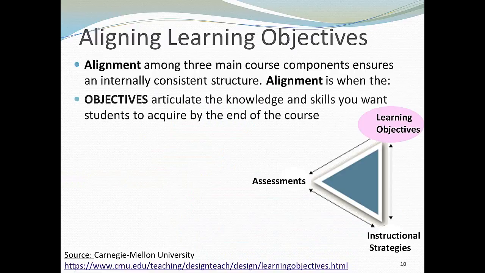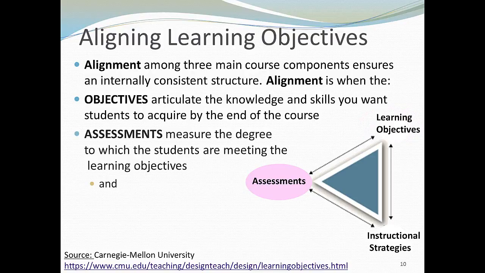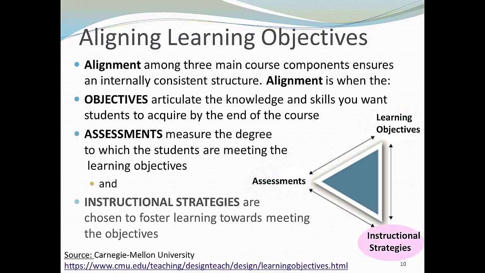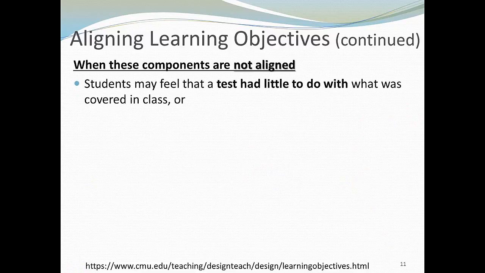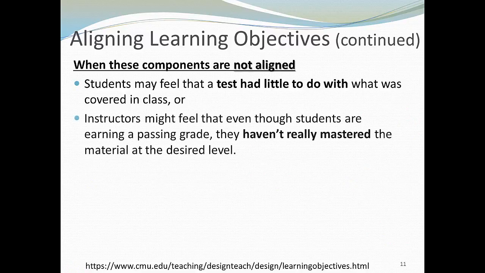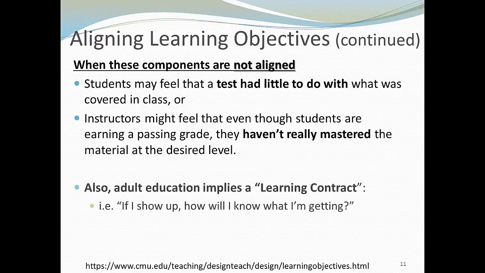And the reason that you want to really align these 3 elements is because if you're not aligned, you'll see kind of odd, dissonant results. Students might feel that a test had nothing to do with what was presented in class. Instructors might feel that students lacked true mastery, even though they're testing adequately. So those are symptoms that objectives, methods, and assessments are not really aligned.